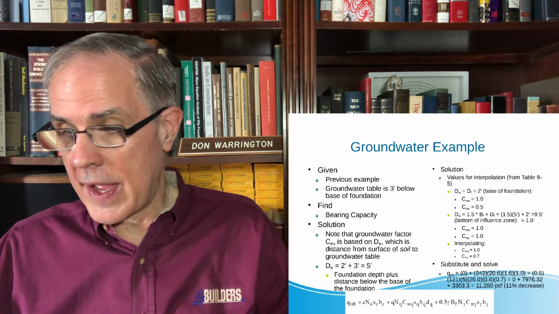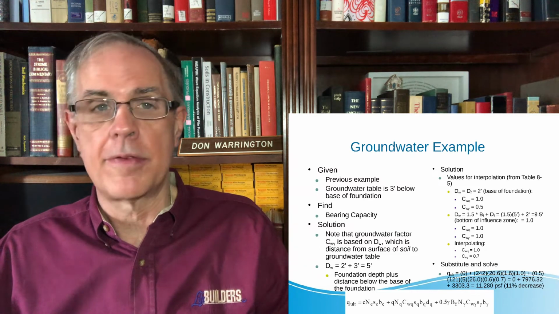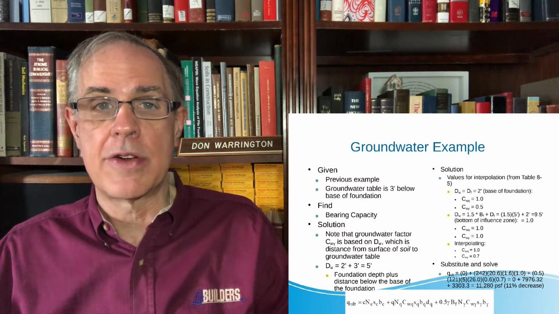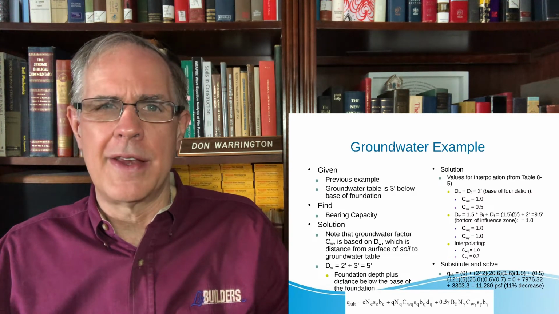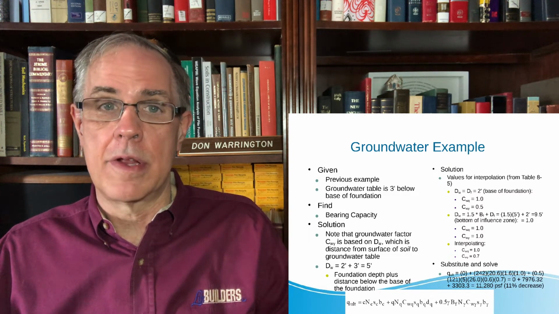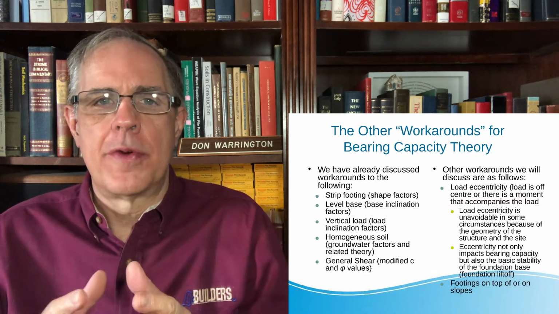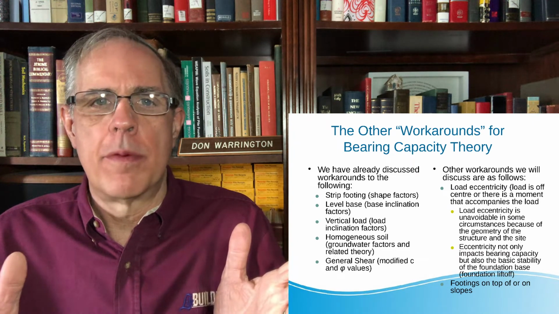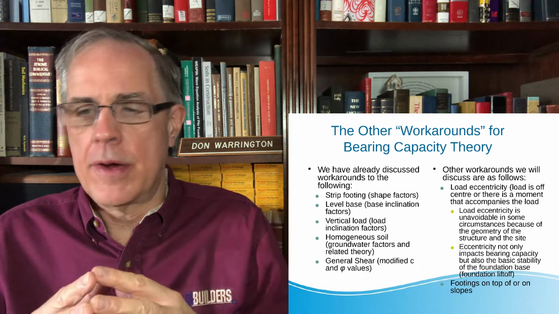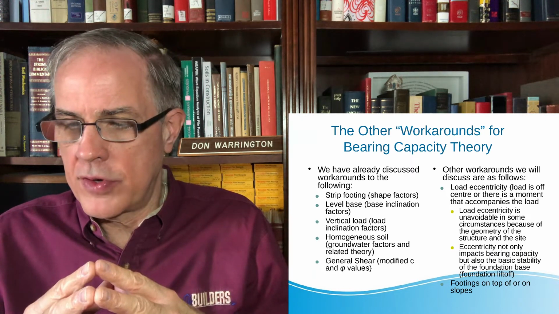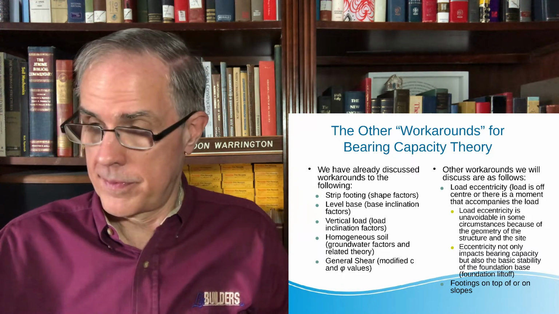But anyway, doing all that, substitute and solve like we did before, we get 11,200 psf, which represents an 11% decrease in the bearing capacity, which for the load applied is not a big deal, but if the load were closer to that, it would be a big deal. We've talked about all of our workarounds, or maybe extensions is a more appropriate term, of bearing capacity theory. And now we're going to talk about load eccentricity and footings on top of slopes or on slopes.